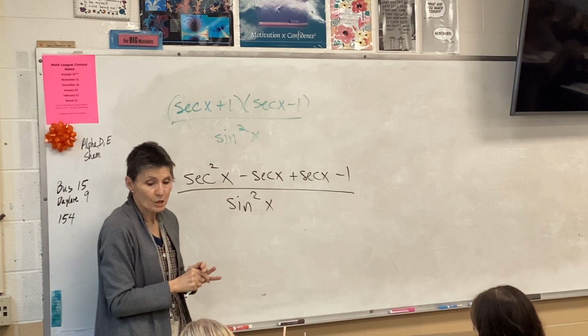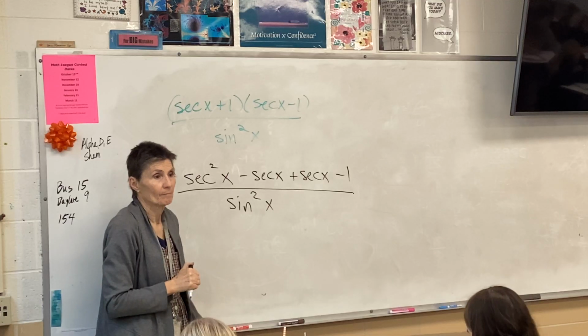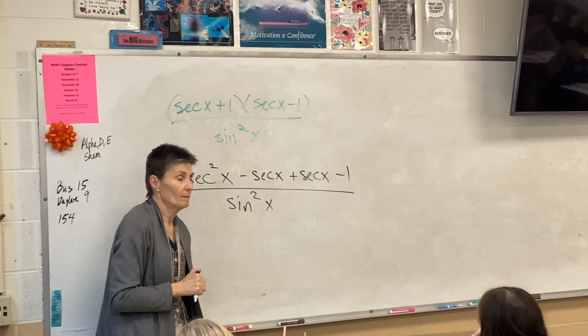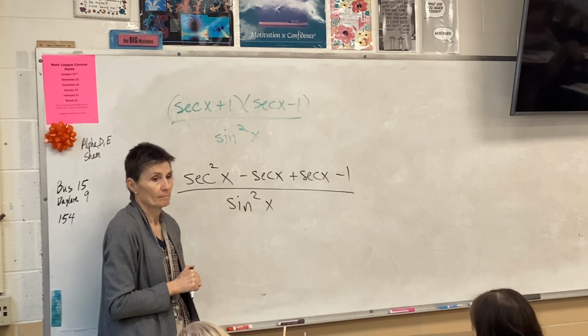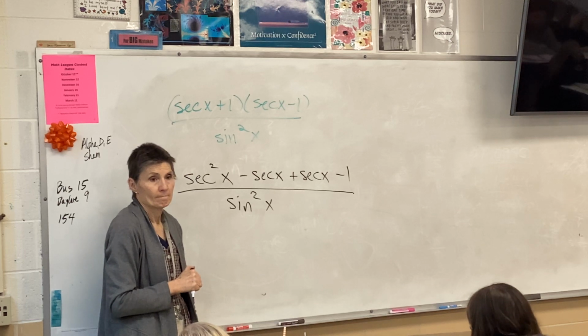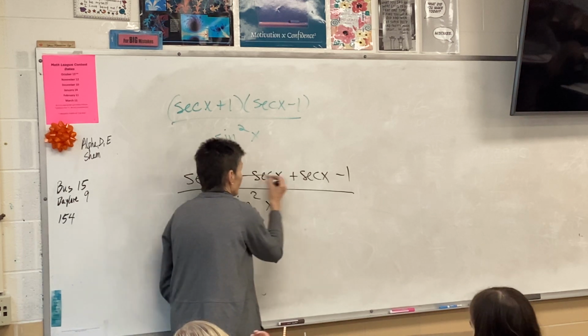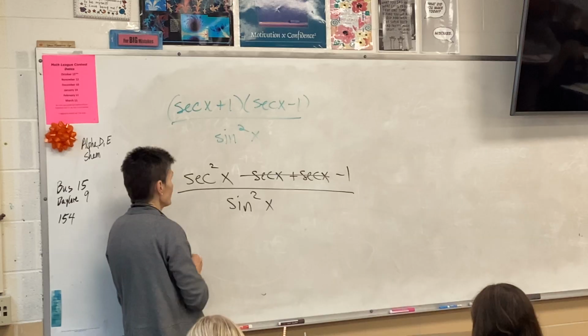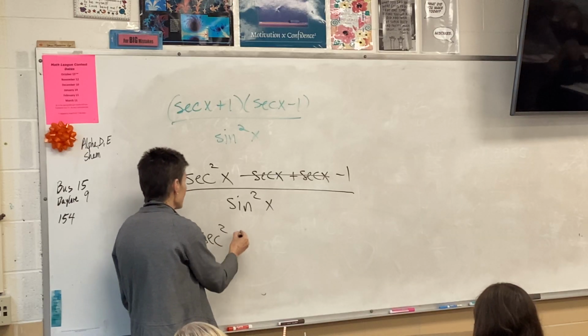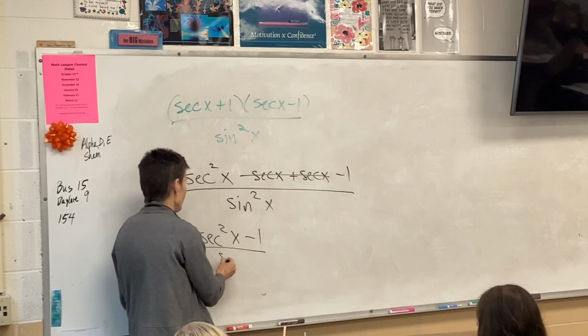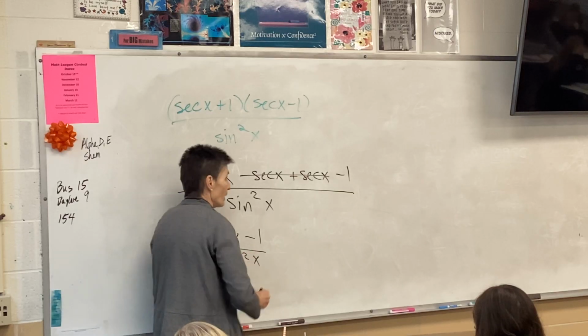What do you notice about the problem? These are going to cancel. All right, they're like terms, so they cancel. So now I have secant squared minus 1 over sine squared.